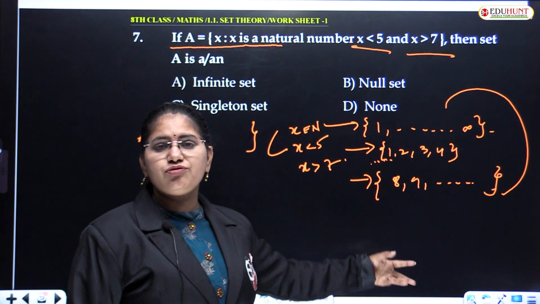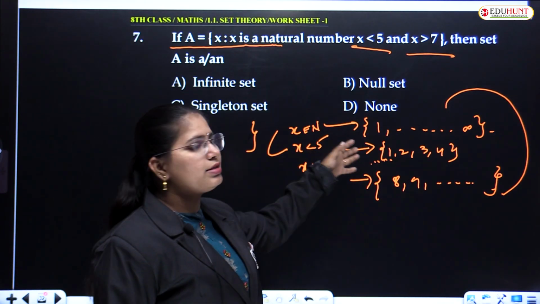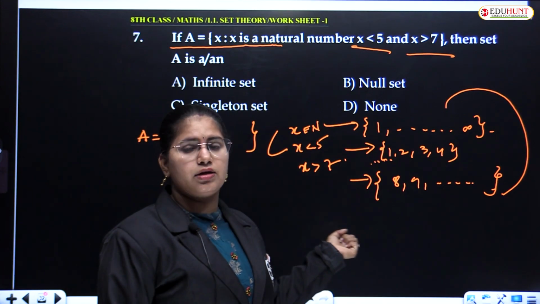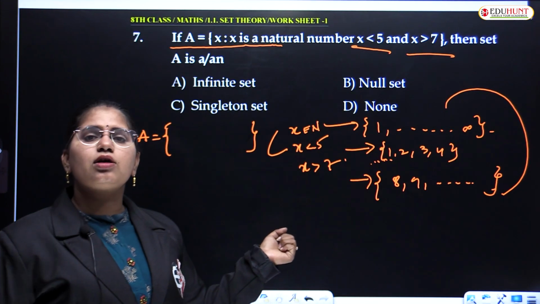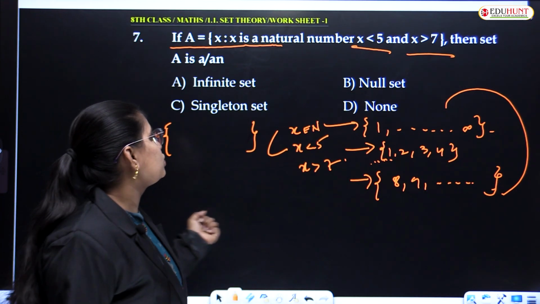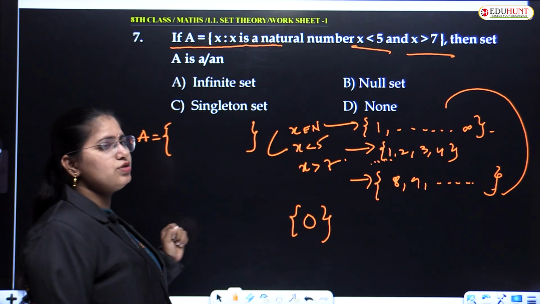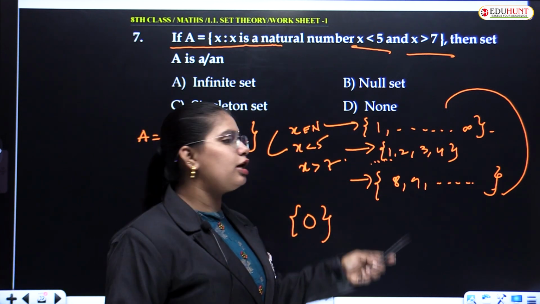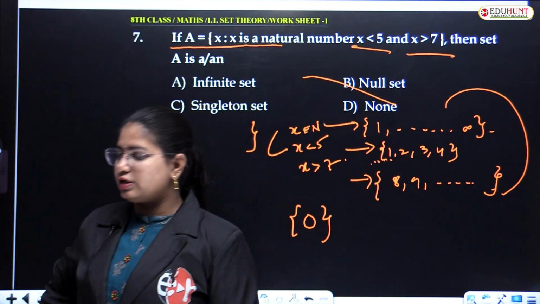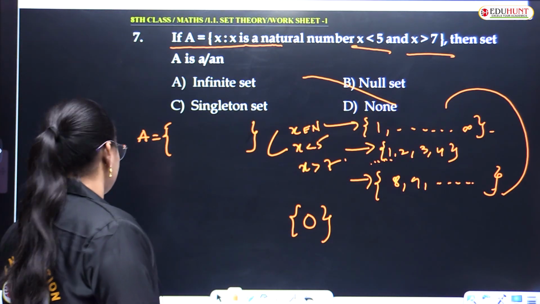If you observe the 2 and 3 conditions, we don't have any common element. Here it is x less than 5. Here it is x greater than 7. It starts with 8 then. So we do not find any common element between all the 3 sets. In that case we'll have 0 elements. I told you already the definition. If you have 0 elements, that type of set is called null set, which is option B. So we'll get back to the next question then.